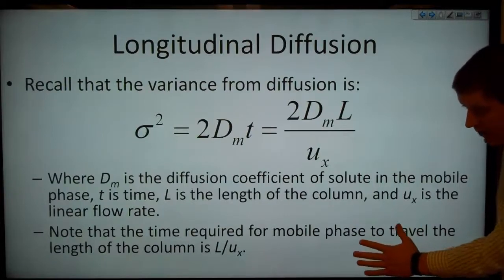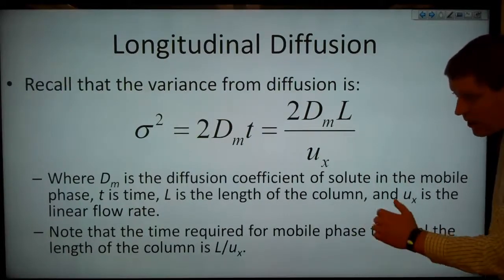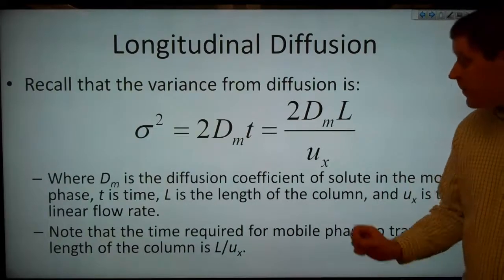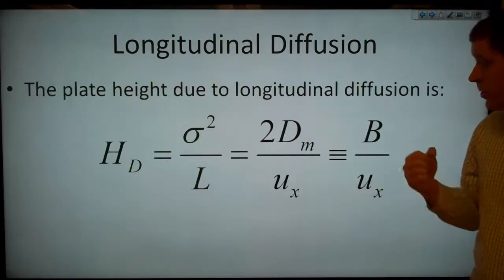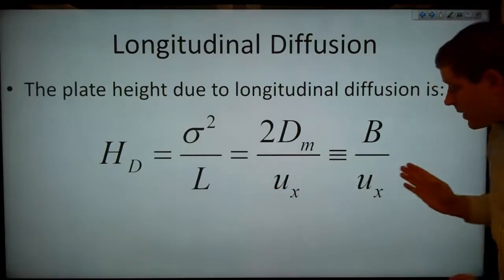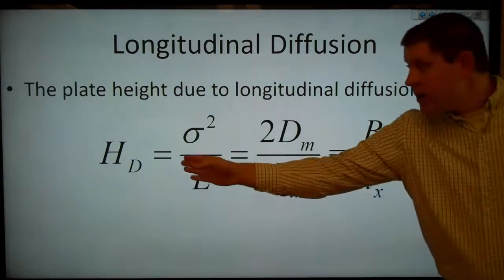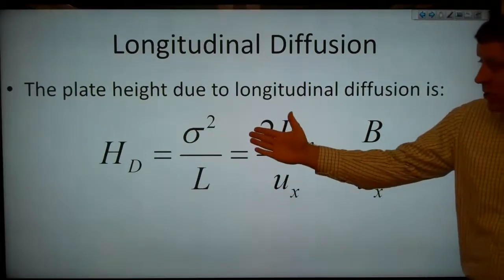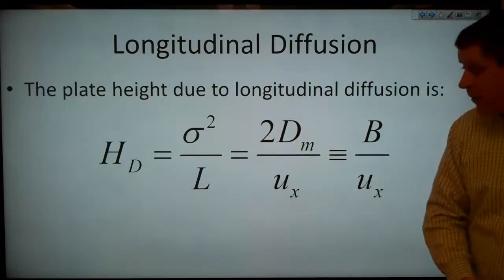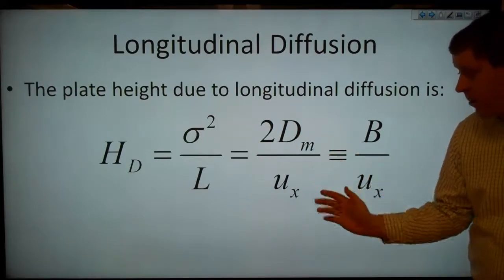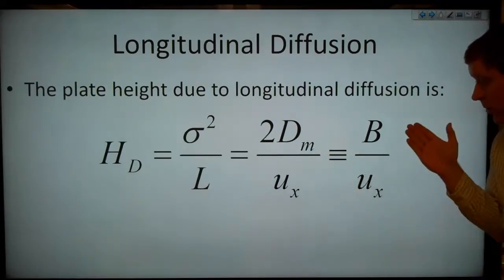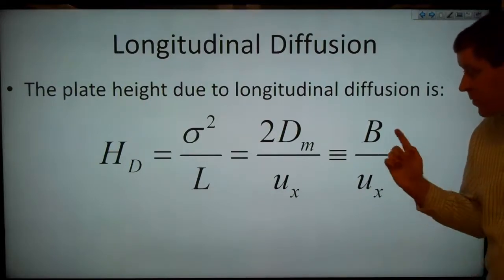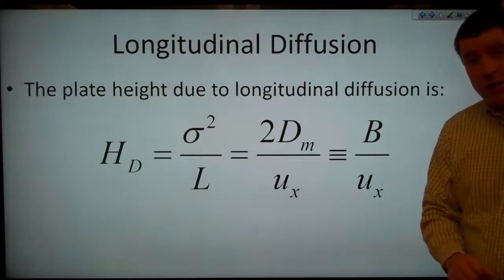And note that the time required for the mobile phase to travel the length of the column is L divided by U sub x. So the plate height due to longitudinal diffusion is then given here, where we have H_D, the height due to diffusion. The plate height due to diffusion is equal to the variance divided by L, which is equal to 2 times D_M over U sub x, which is equal to B over U sub x. So that B is 2 times D_M.